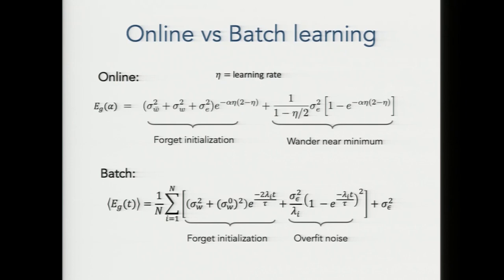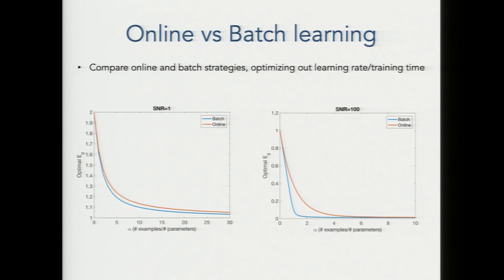With these two solutions, we can now directly compare online and batch learning and see how they would do if you used either of these strategies. So what I've done here is plotted the optimal generalization performance for each of these different strategies. That means I've optimized out the learning rate and the training time. So this is basically the best you could possibly do with online learning and the best you could possibly do with batch learning as a function of the amount of data you have, for two different levels of signal to noise. And what you can see here on the left is that batch learning is a little better than online learning, but it's really not a huge win. It doesn't buy you that much. This is a case where there's a lot of noise in your data set. And the intuition is, if there's noise in your data set, there's nothing you can do about it. You just need to see more data so that you can average out the noise.